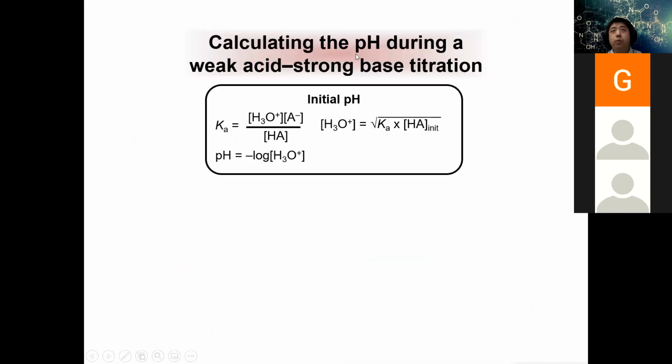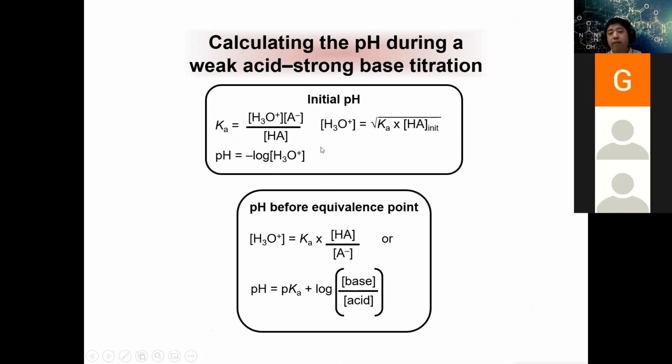Okay. So we'll set up the same way where I have my 4 parts, my initial, my before equivalence, my after, my equivalence, and then my after equivalence. I'll give you a little bit to copy this down, and then we will talk about it.